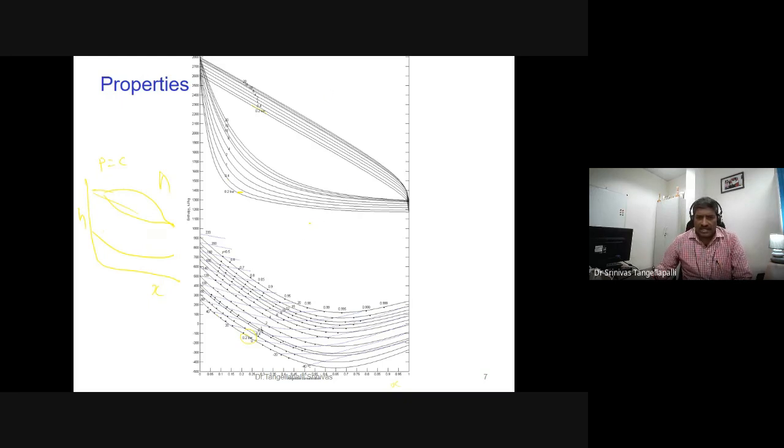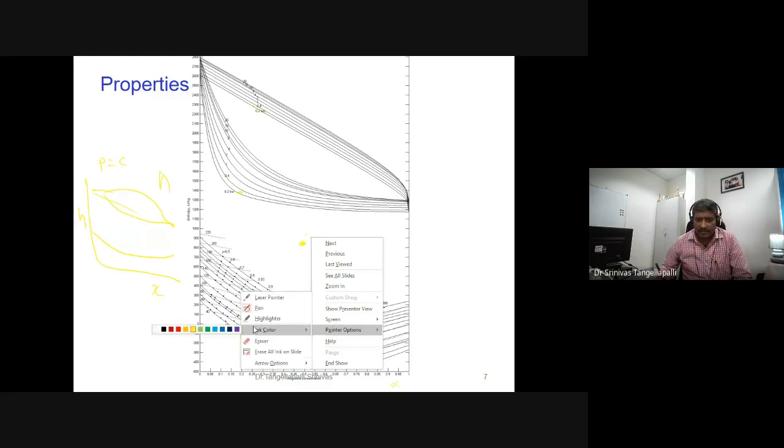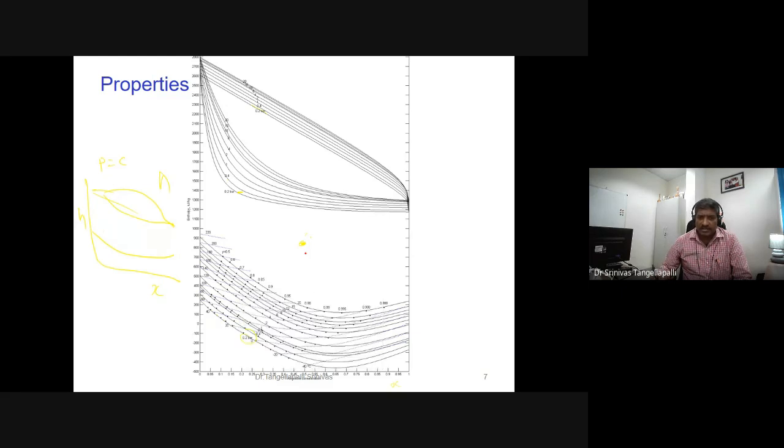Now, for example, if the state is here, could anybody start how to solve this problem graphically? Where do I have to start? This is a point. Let me take 4 bar, okay? At 4 bar, what concentration do you want? May I take 0.5? Yes, 0.5, x is equal to 0.5.